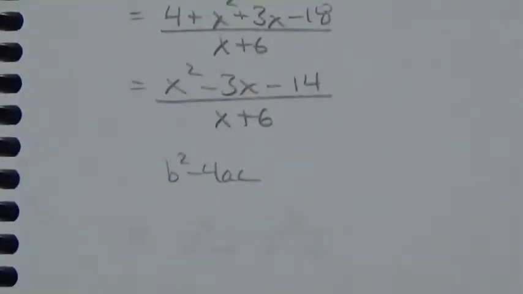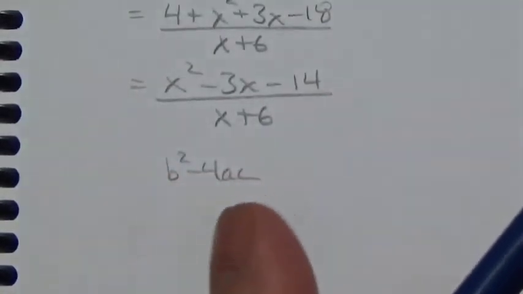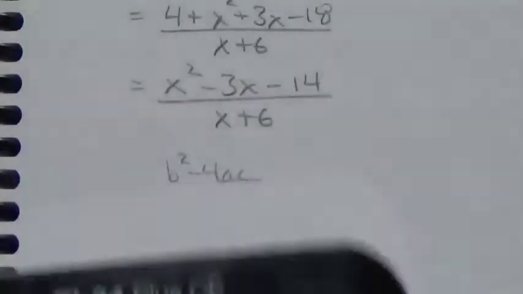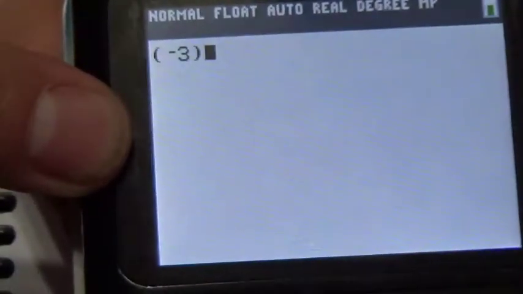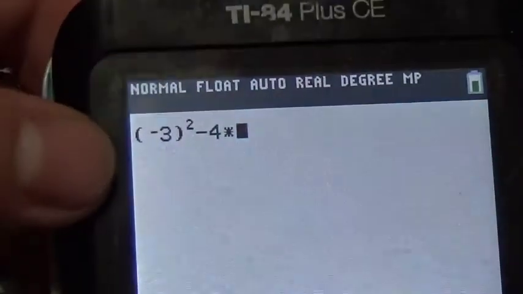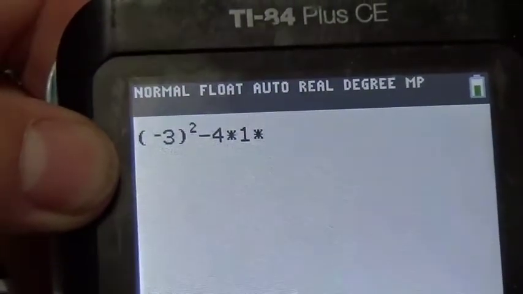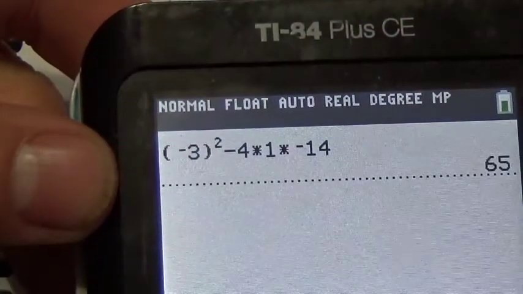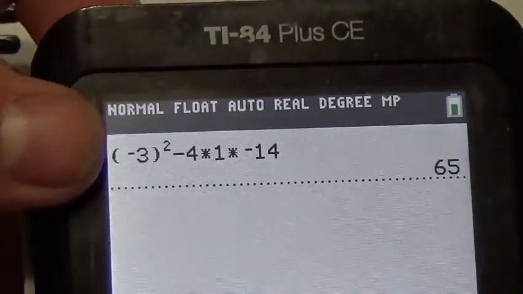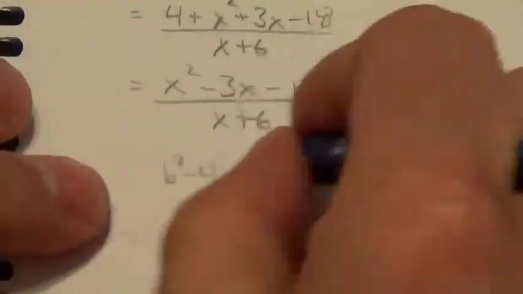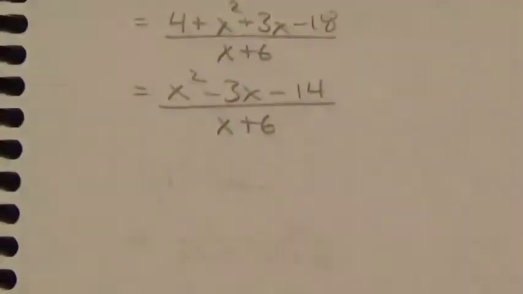B squared minus 4ac. Let's take a quick look at this. If that turns out to be a perfect square, I could factor that. So in this case, that's going to be negative 3 squared minus 4 times, and then what was my a? My a was 1, and my c was negative 14. Yeah, negative 14. And I get 65. 65 isn't a perfect square. 64 is. So that means that right there is as good as that's going to get.